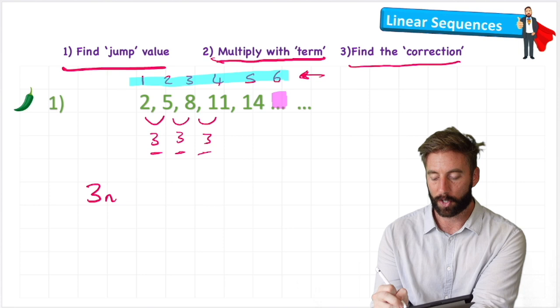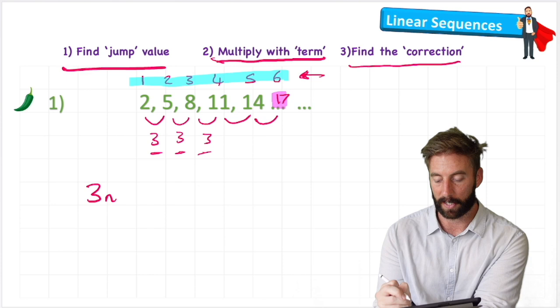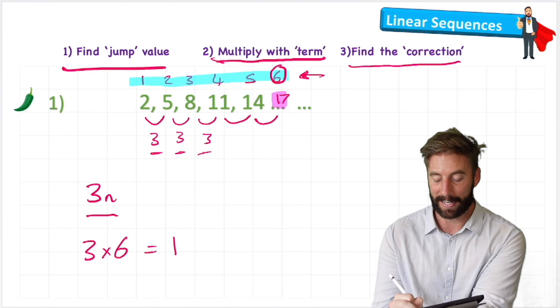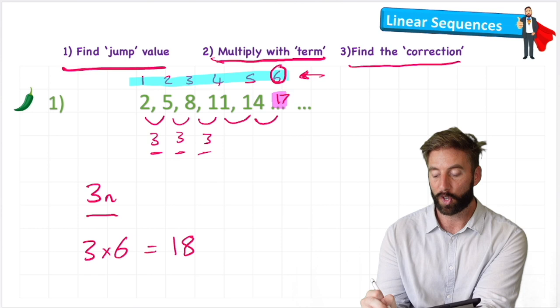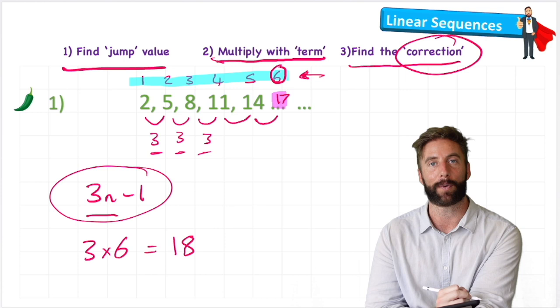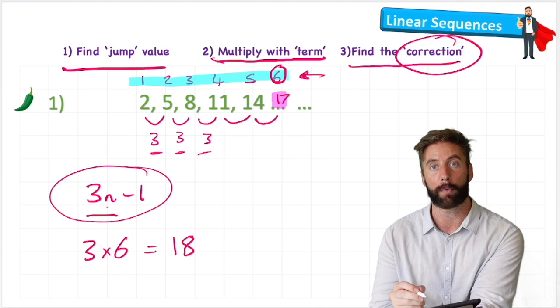Let's see what I mean there. We know that the next number after 14 will be 17. But so far, all I've got in my formula is 3n, so 3 times the term number, which is 6. If I do 3 times 6, I get 18. 18 is very close to 17, but not quite right. So I need to correct my formula. How can I get from 18 down to 17? Well, I can minus 1. So therefore, my formula for this sequence is 3n minus 1: 3 times the position of the number I'm looking for, minus 1 to correct.